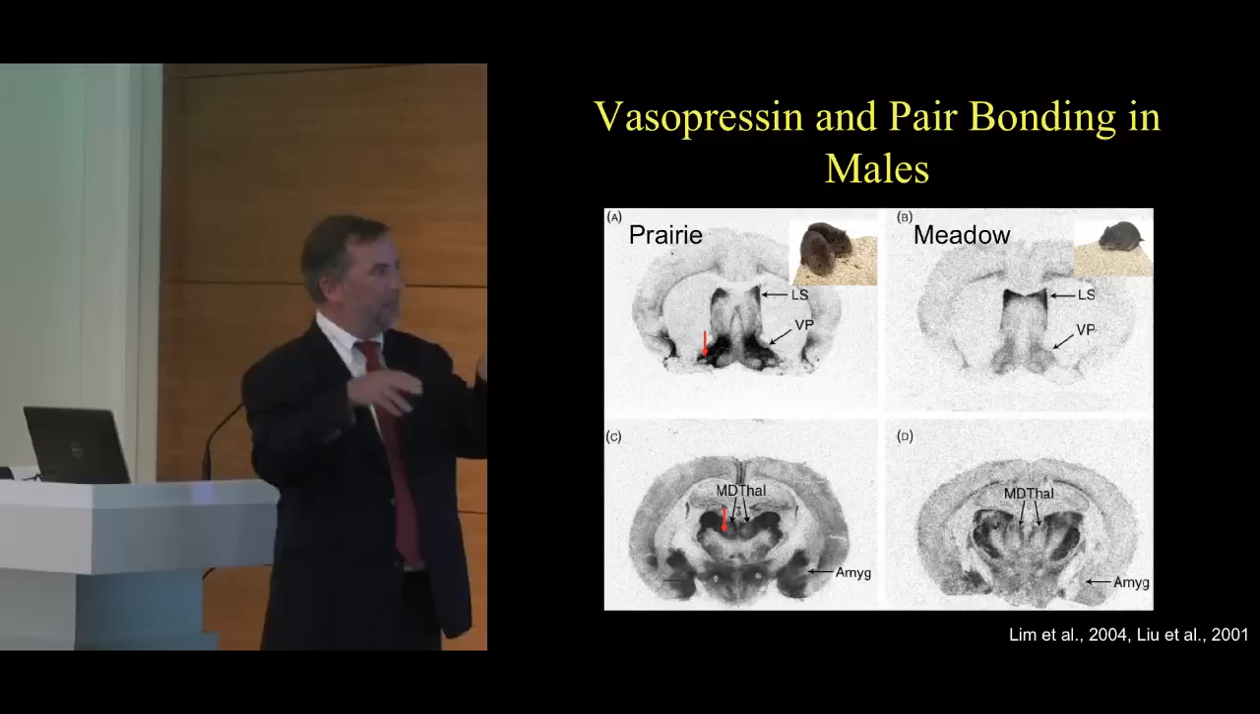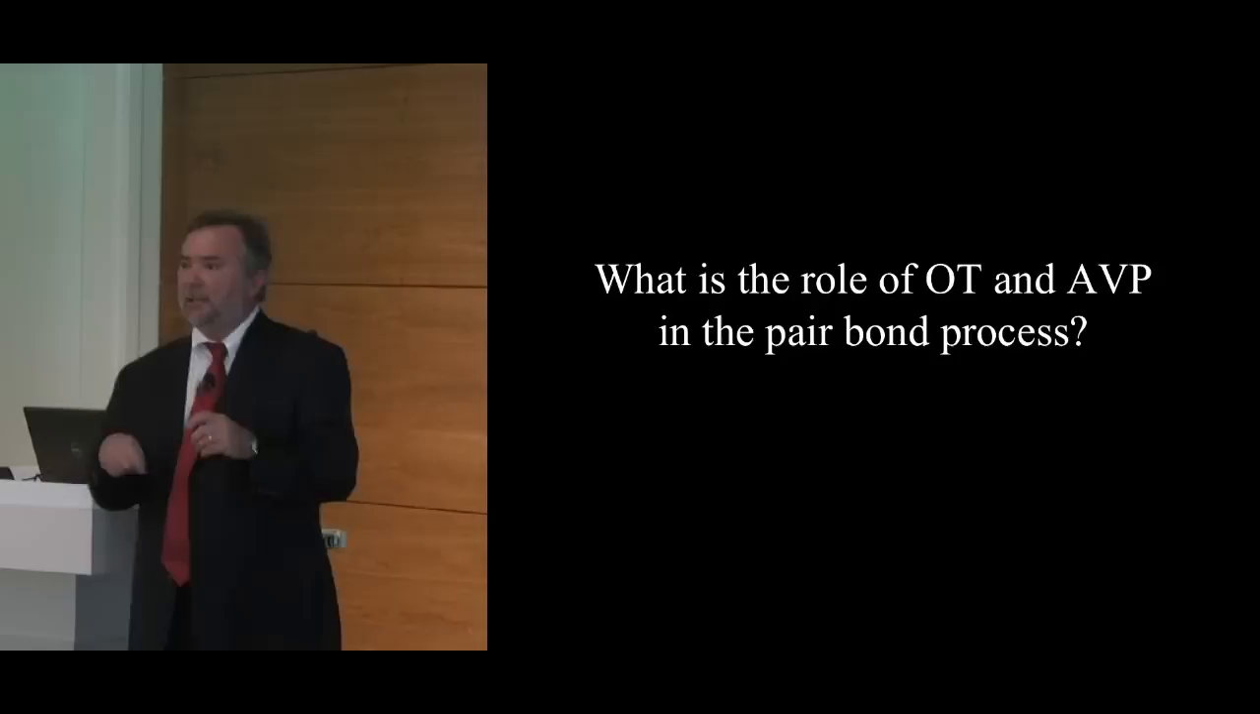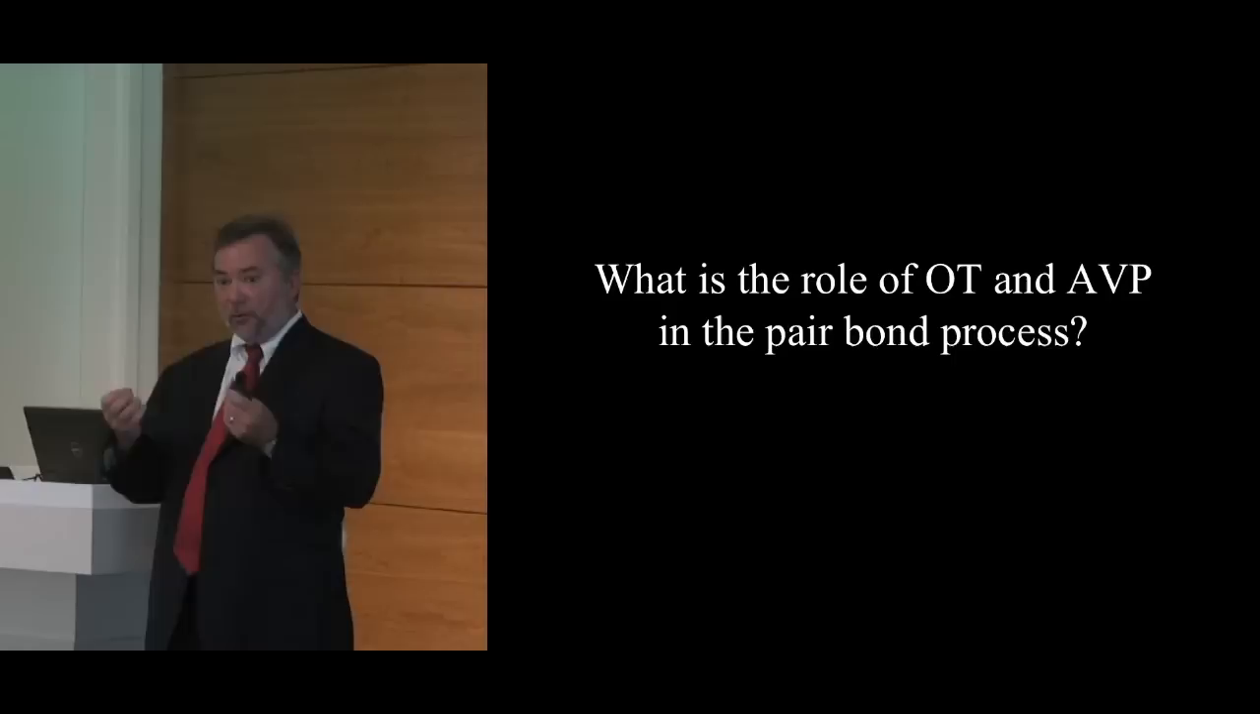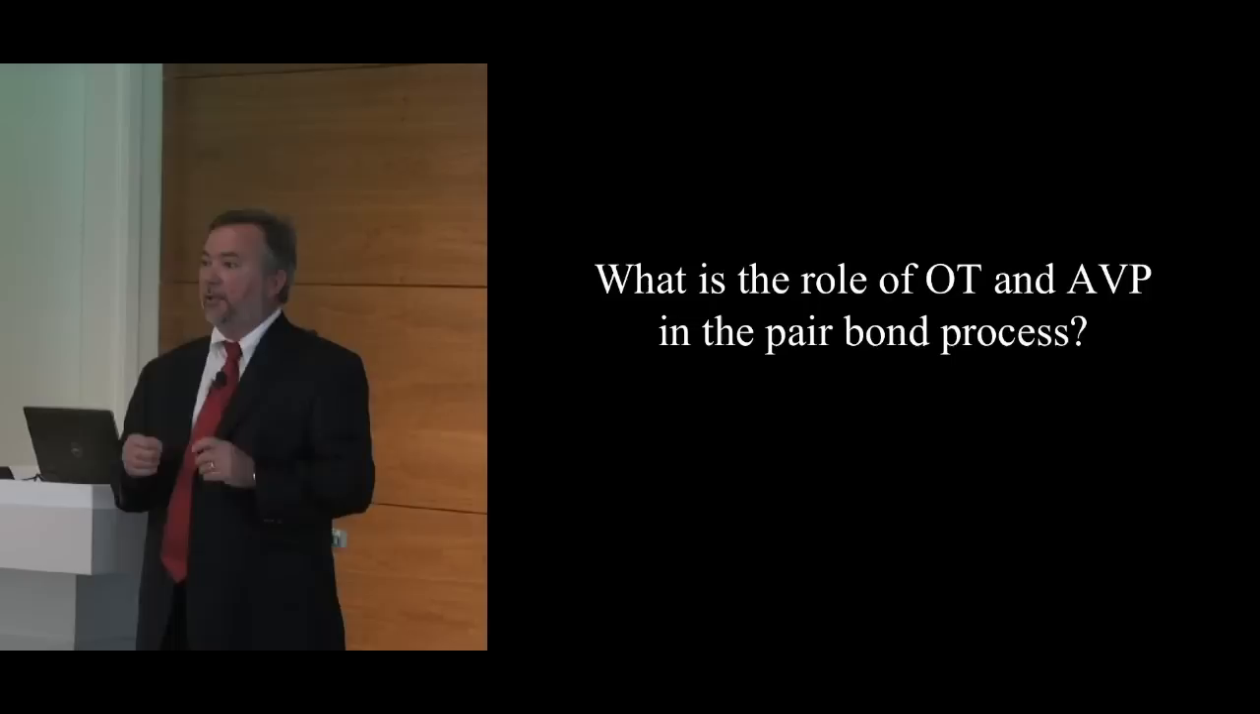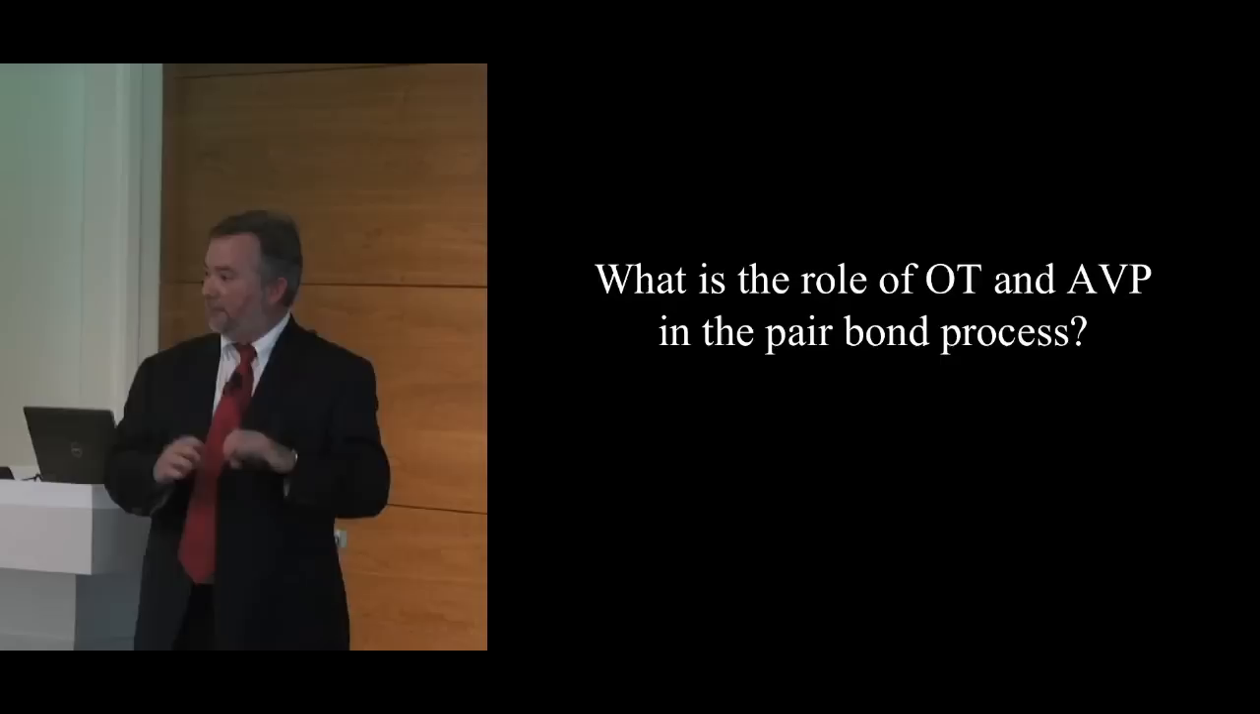Now, I told you that these two molecules play key roles. What is it that they really do? They're not just bonding molecules. What we've found by studying social learning, olfactory learning in mice, is that what both of these molecules do is make social stimuli more salient. And for a mouse, for a rodent, social stimuli usually means olfactory information.